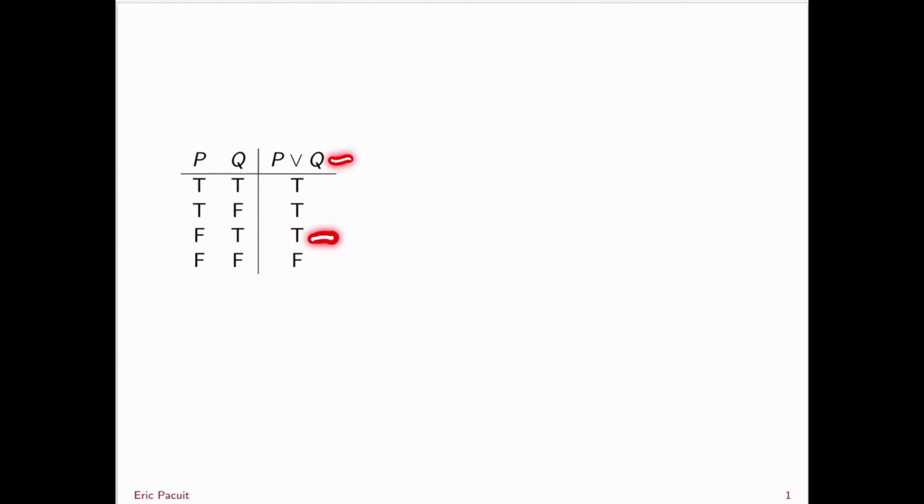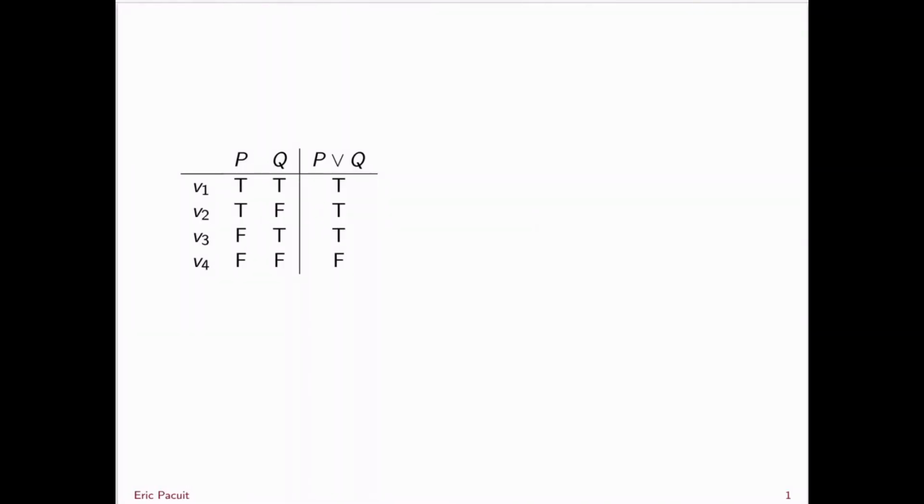In this row, P or Q is in fact true because at least one of the disjuncts is true. So what a Venn diagram allows you to do is to visualize that proposition, the disjunction of P and Q. The first thing we're going to do is name each row of the truth table. I'm going to call the first row V1. V1 is a name, a way of referring to this row. And V2 refers to the 2nd row, V3 to the 3rd row, and V4 to the 4th row.